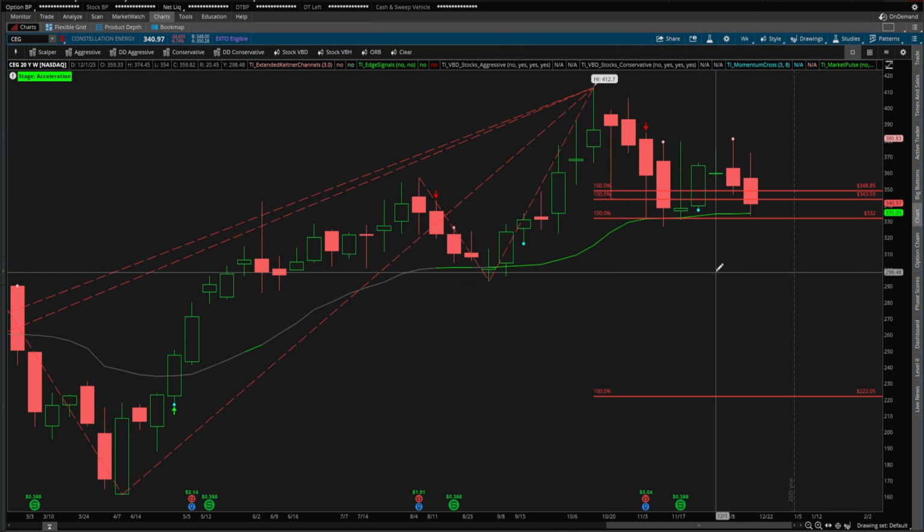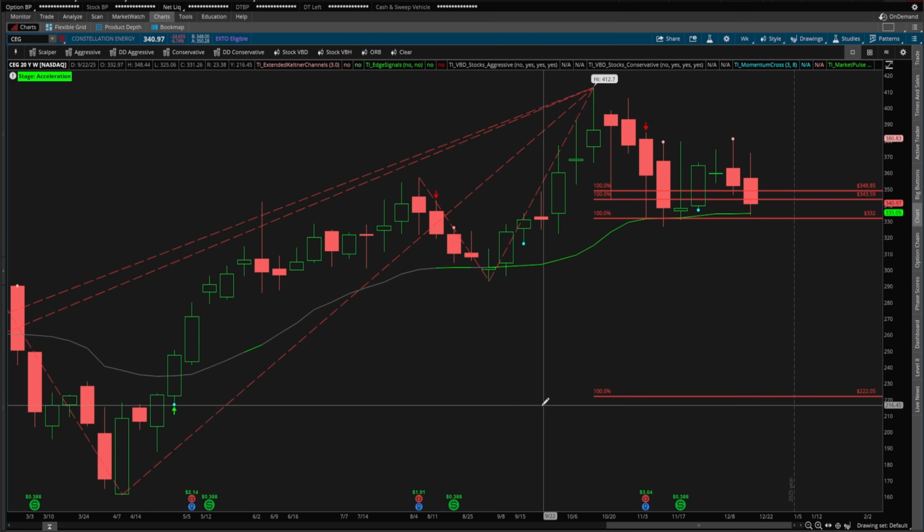So Constellation Energy here, if you were to take a look at what momentum is telling you, momentum is saying we should expect more downside. Fibonacci is telling us we've broken these first two levels. Our third level is near 332, which does overlap with the market pulse line. But momentum right now is suggesting a little bit more to the downside, near 222.05.